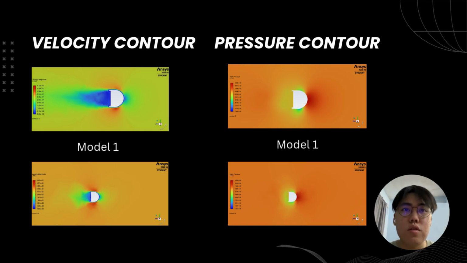The velocity contours show that Model 1 produces a larger wake region behind the mirror, while Model 2 has a smaller wake with faster flow recovery. The pressure contours also indicate that Model 1 experiences a higher pressure buildup at the front of the mirror, resulting in a larger pressure difference and stronger flow separation.